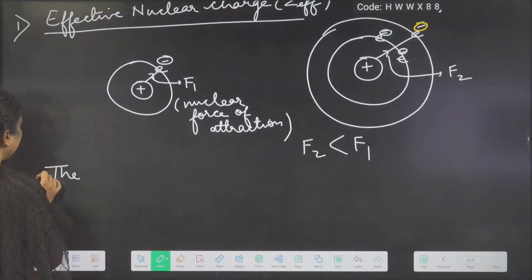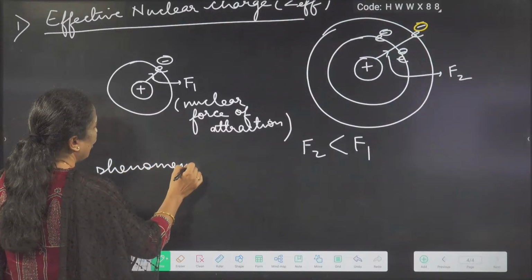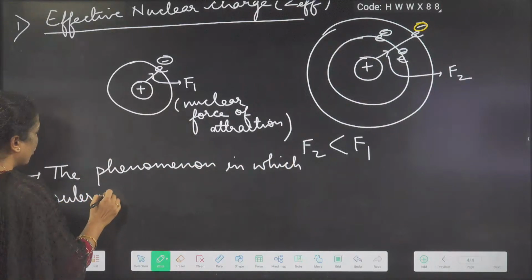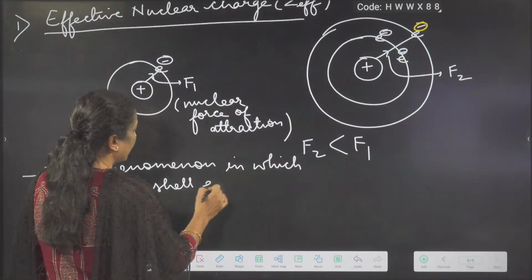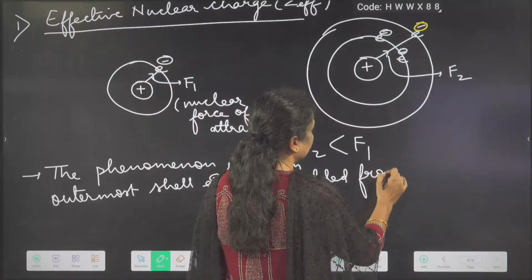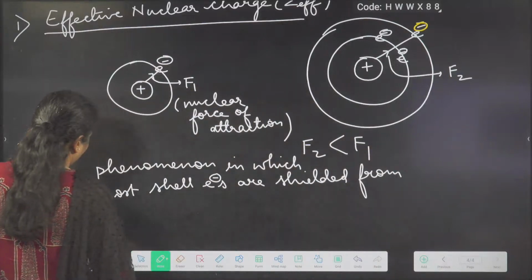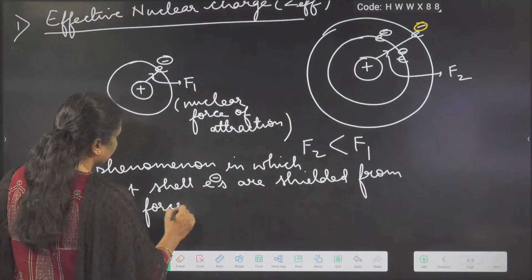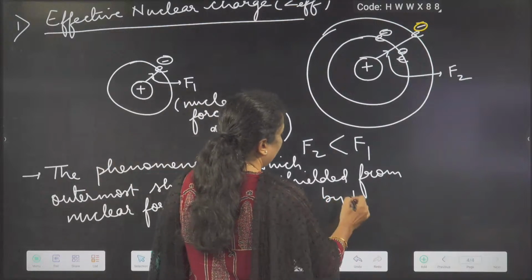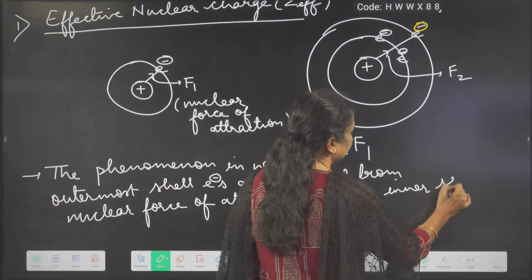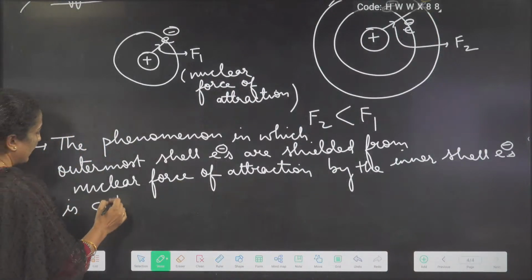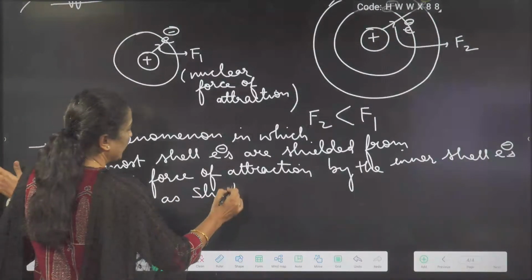So I'm writing the phenomenon in which outermost shell electrons are shielded from nuclear force of attraction by the inner shell electrons is called as shielding effect.